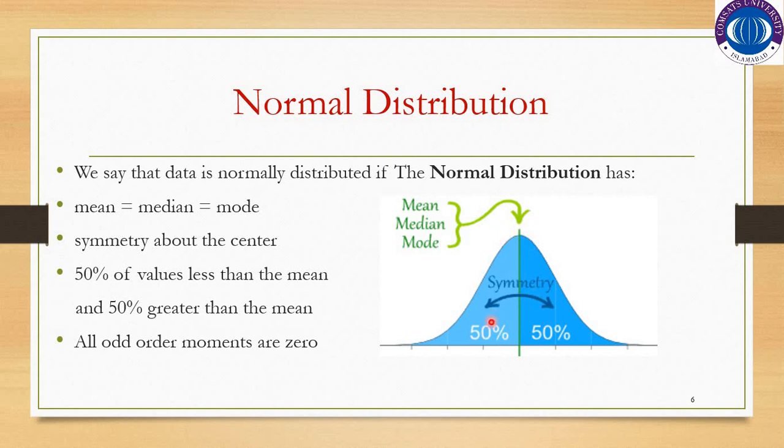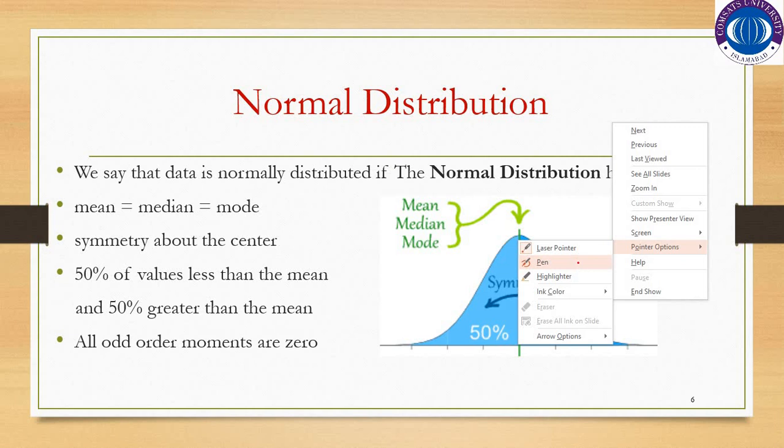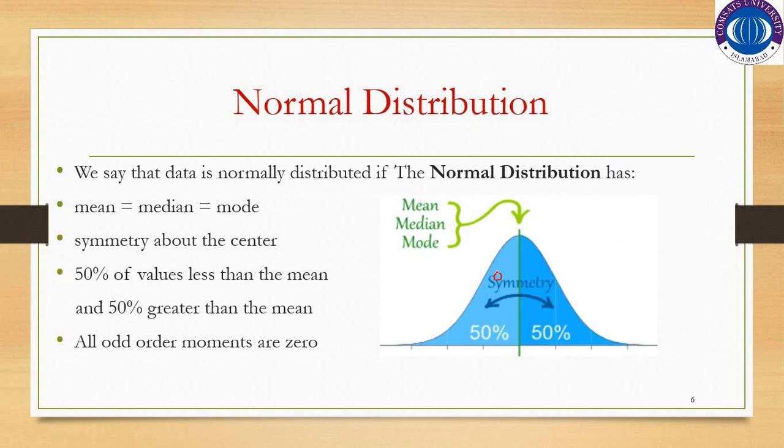So 50% of the data should be on the left side, less than the mean, and 50% of the data should be on the right side of the mean, or you can say that 0.5 should be here and 0.5 should be here, as you know that this is a probability density function and the total area under the curve should be equal to 1. All odd order moments are 0.